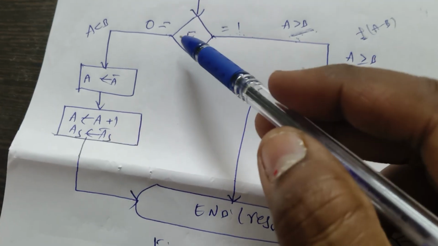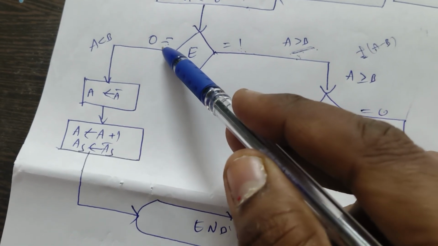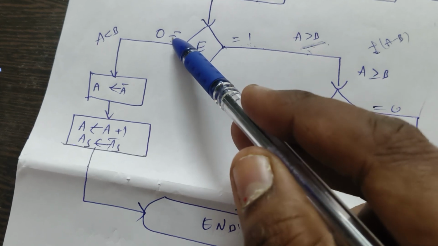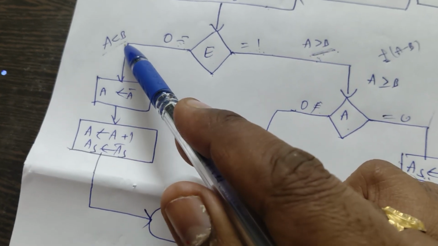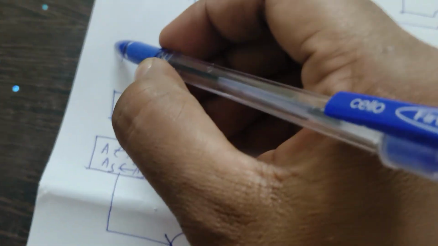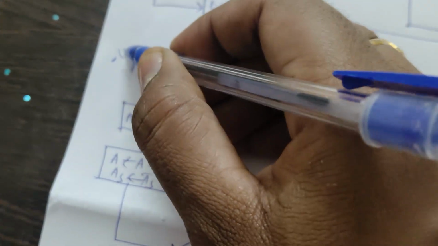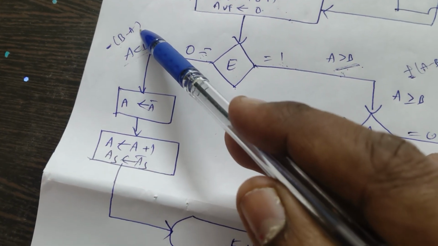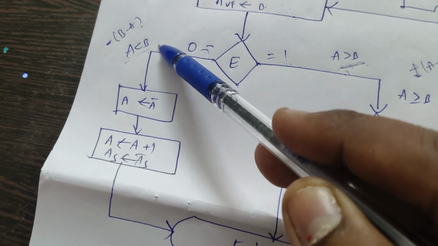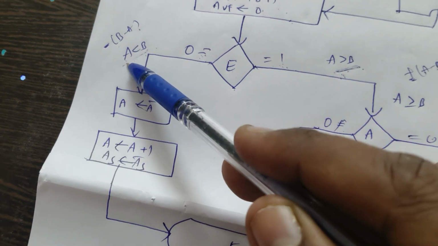If E is equal to 0, meaning we are not getting any carry, what does it indicate? It simply indicates that A is less than B. If A is less than B, the output we are going to get is minus of B minus A. Minus of B minus A means, for example, A is less than B, like plus 2 and minus 10. So B is 10, A is 2.